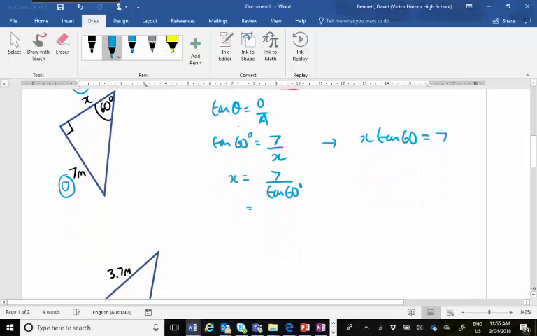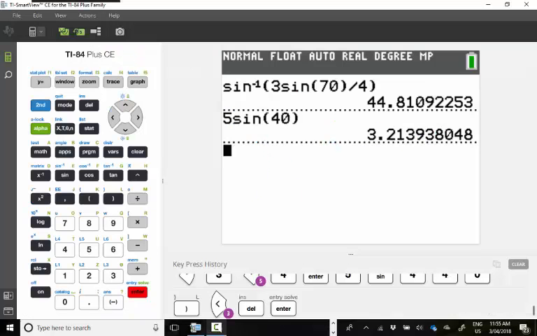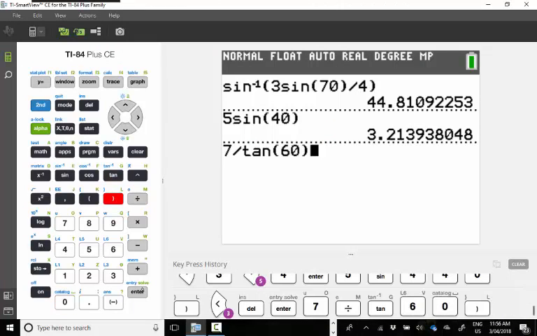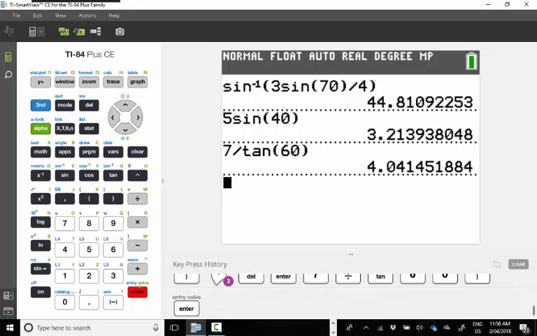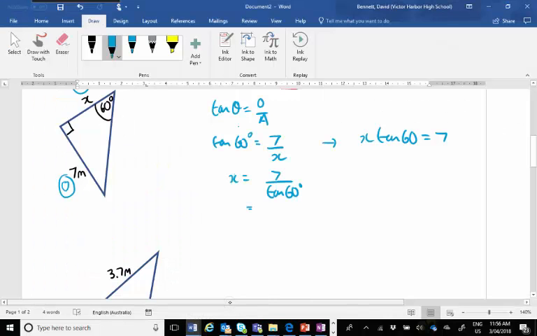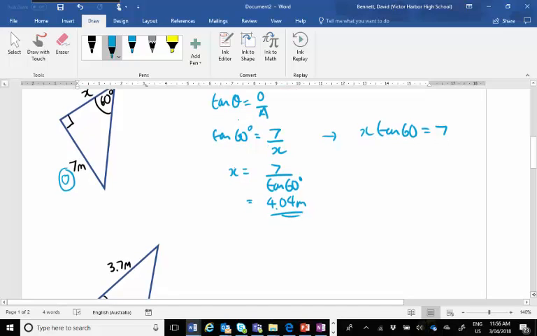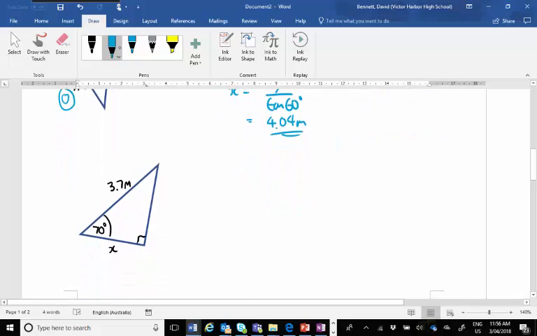And so therefore, let's go to a calculator. So 7 divided by tan of 60, and that's going to give me an answer of 4.04. Again, checking to make sure that that makes sense is a good thing. 4.04 meters. Because the angle there is going to be less than 60, that sounds reasonable to me. Right, let's do the next one.